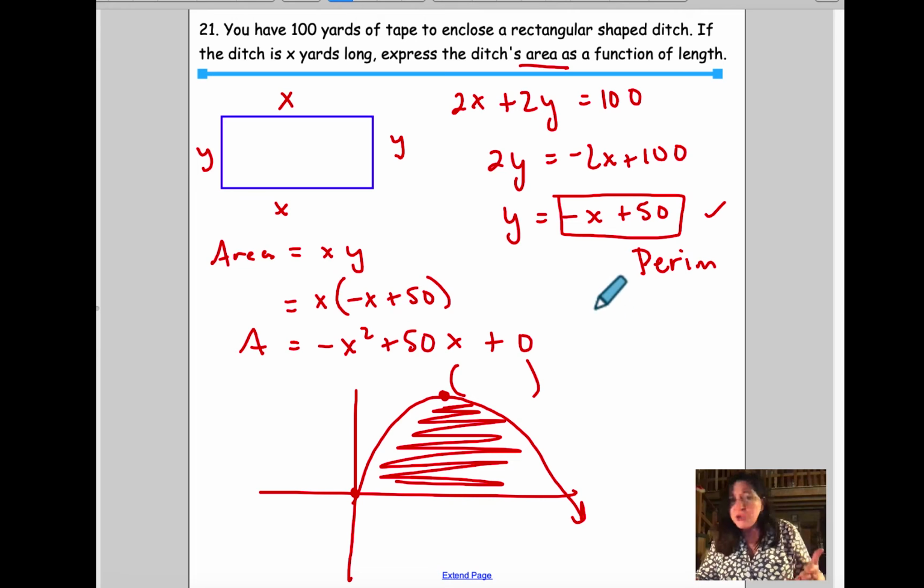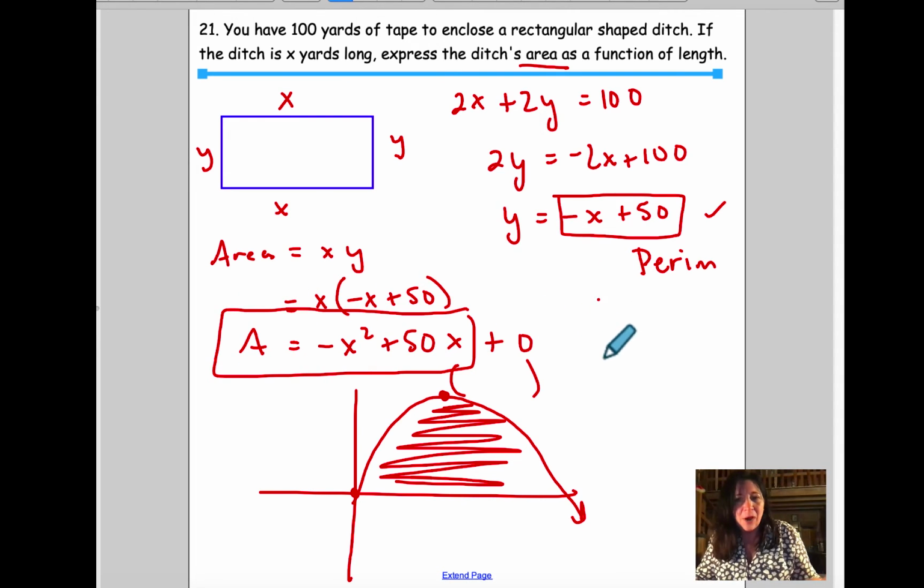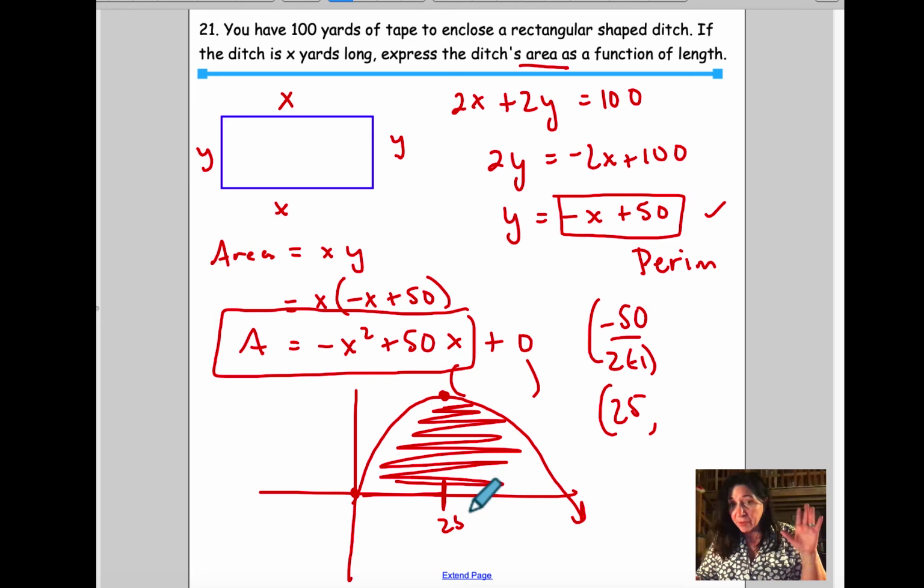And so I can use the vertex formula, right? This is my equation. I can go negative b over 2a. So negative b over 2a, a is negative 1. So what is that? Negative 50 over negative 2. And that's going to be 25. So 25, and by the way, that's half of my domain, which means the domain is 0 to 50.